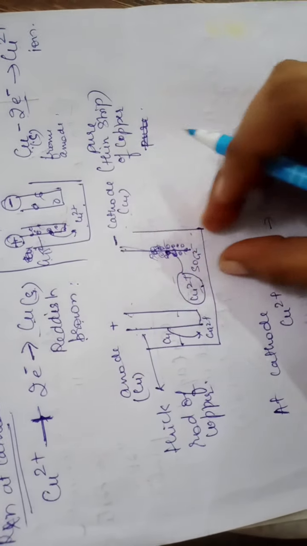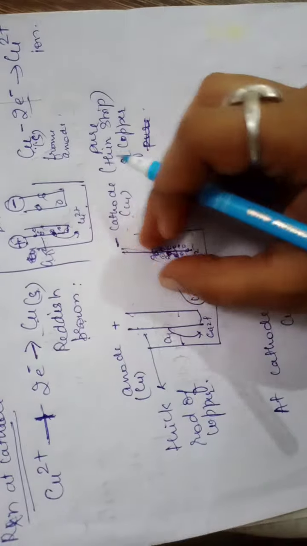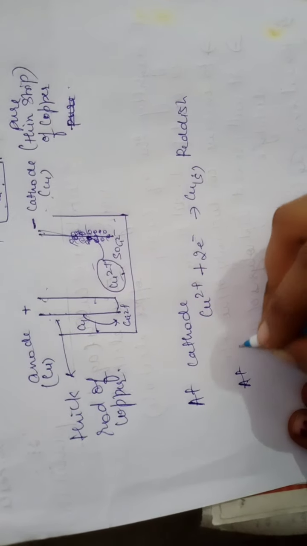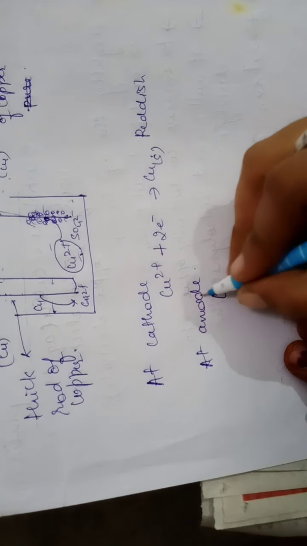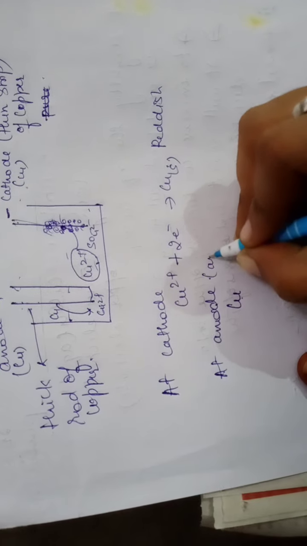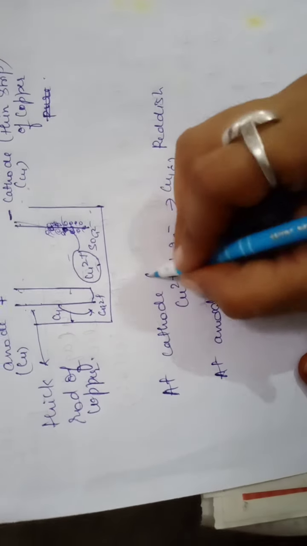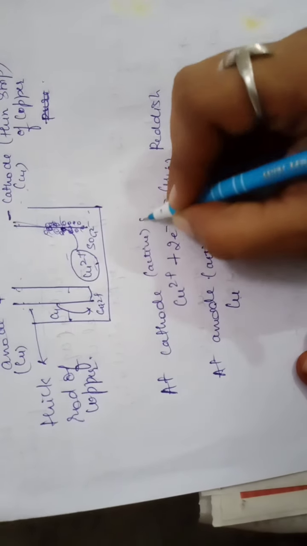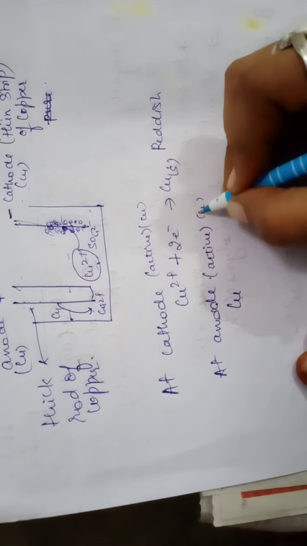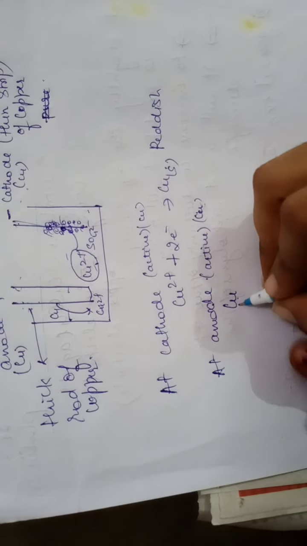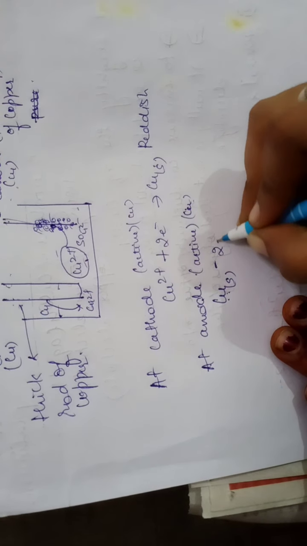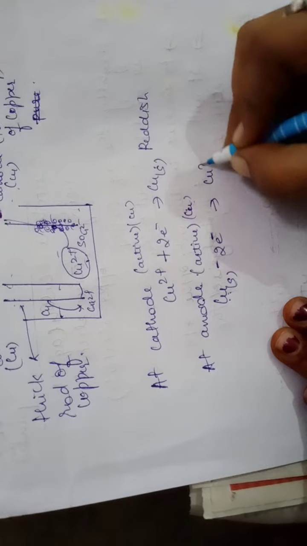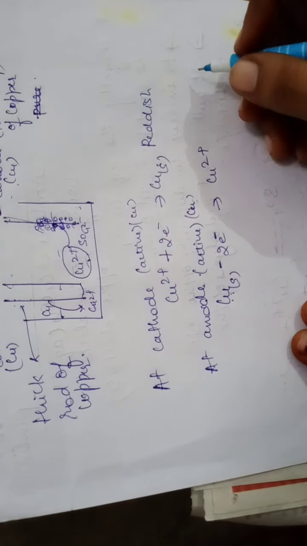Okay, and it will be a pure rod of copper. And at the anode, what will happen? Anions will migrate but none of them will discharge. So at the anode, because it is also an active electrode, we are using copper, it will take part in the reaction. So from the anode, a copper metal atom will lose 2 electrons and form what? Cu2+ ions in the solution.